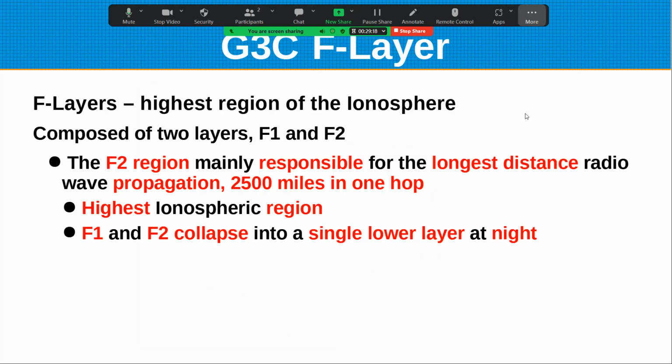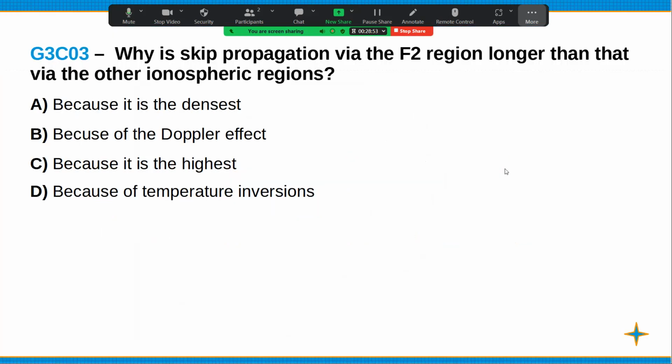So the F is the highest region, two layers, F1 and F2. The F2 is where you get the 2,500 miles in a single hop, or up to that, depends on conditions. And it collapses at night to a single layer, and you get a little less than 2,500 miles because it's typically not as high at night. So why is skip propagation via the F2 region longer than that via other ionospheric regions like F1 or E? Higher. It's higher.